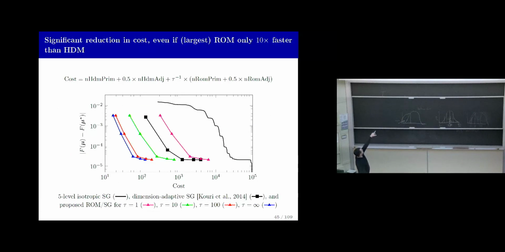So look at the case for tau is infinity. That means your reduced order model is free. It's still not a free method because you have to build that reduced order model, and building it requires high-dimensional model solves. So you're exactly right, but that's taken into account in these plots.